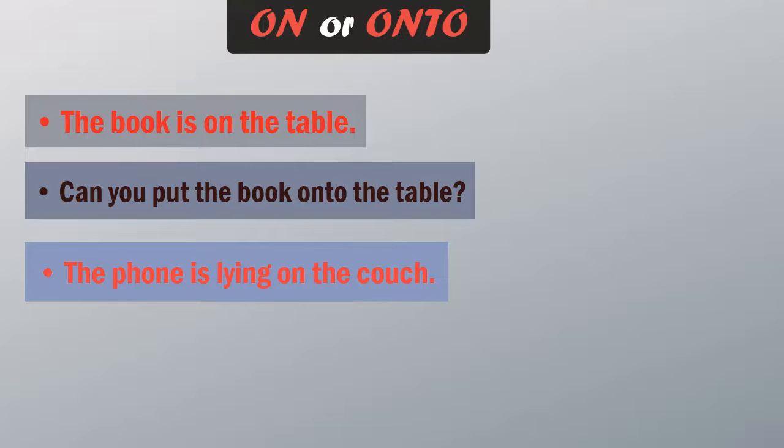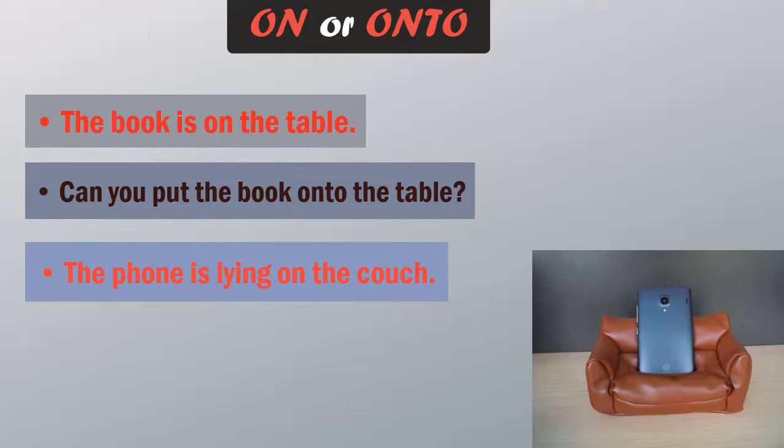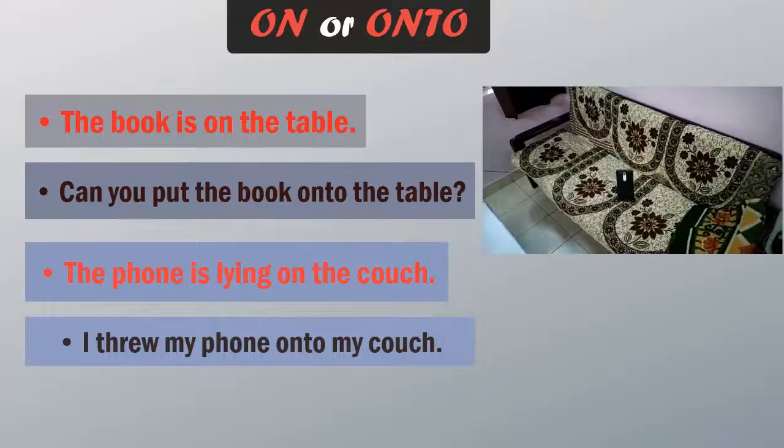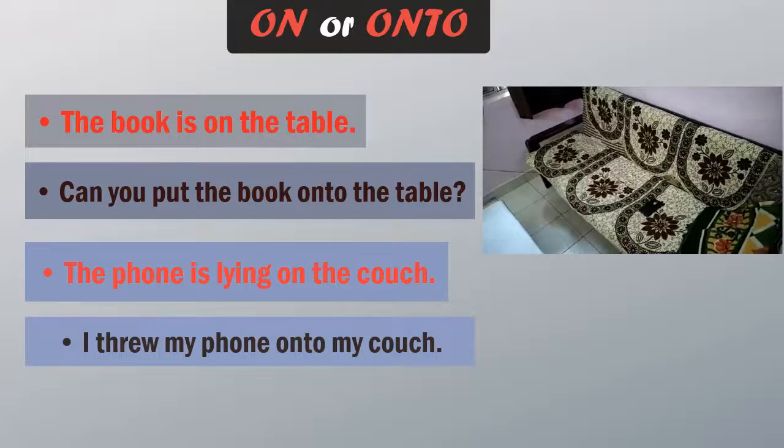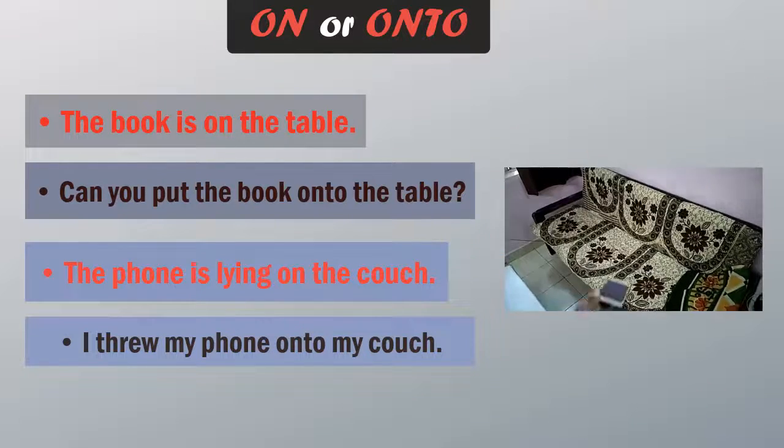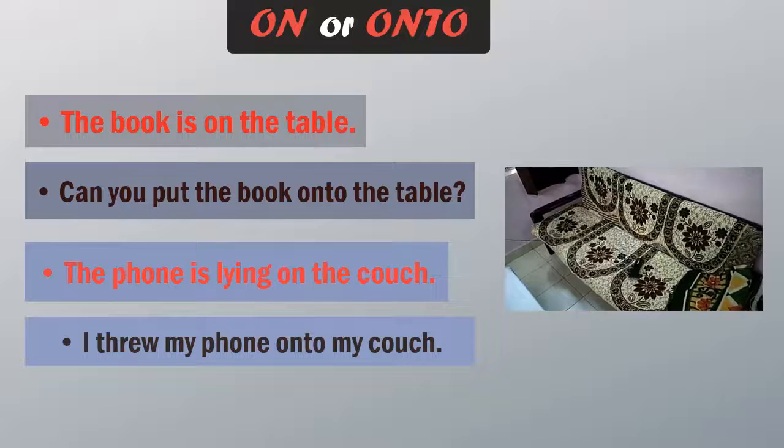Next example. The phone is lying on the couch, already there. I threw my phone onto my couch. A movement towards the surface of this thing, which is couch. I threw it onto my couch.